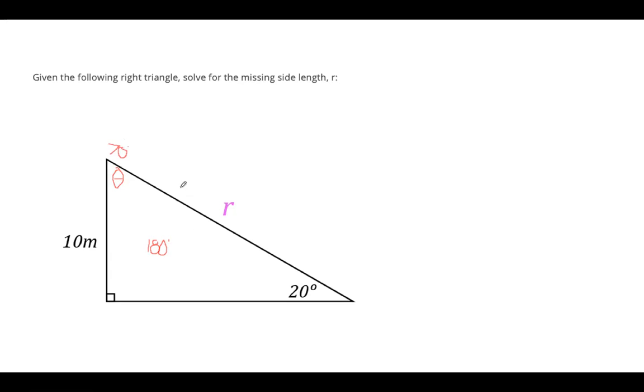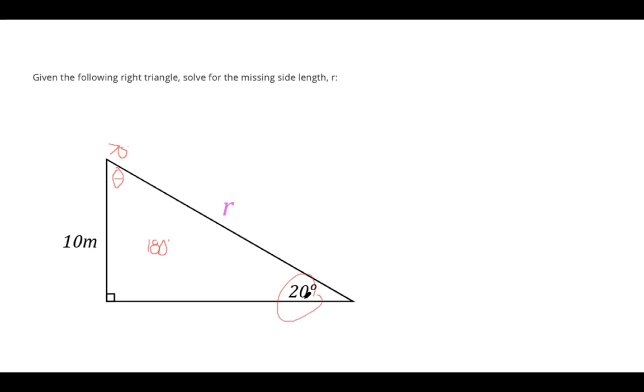Now, I'm asked to figure out what length r is, and in order to find r, like I said, the opposite side or the adjacent side will vary whether you're talking about this angle, or whether you're using this angle, or if you're using this angle. In this case, let's say I want to use this angle.